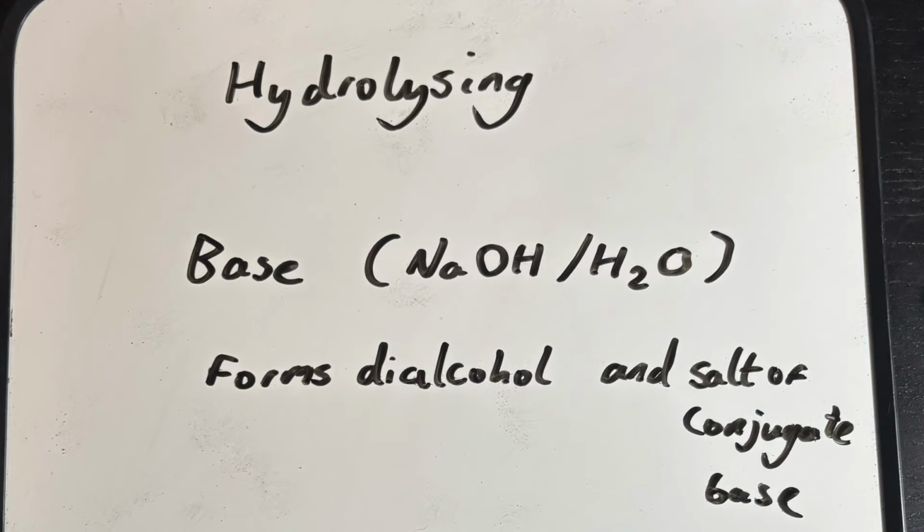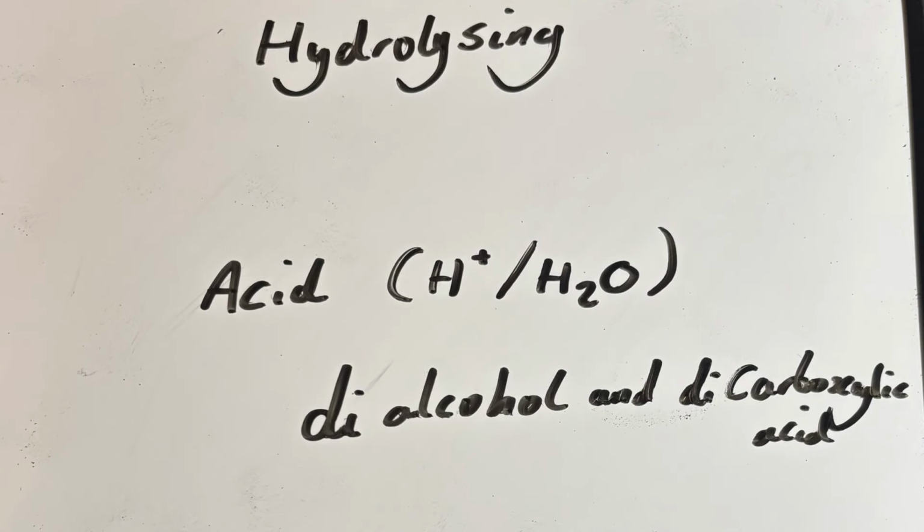Now you can hydrolyze polymers to recreate your reactants, and you can do this either with a base or with an acid. And using a base will reform your alcohol, but it will leave you with the salt of your conjugate base, so it will form your carboxylate group and then the positive ion from the base, whereas using an acid gives you exactly your alcohol and your carboxylic acid back.